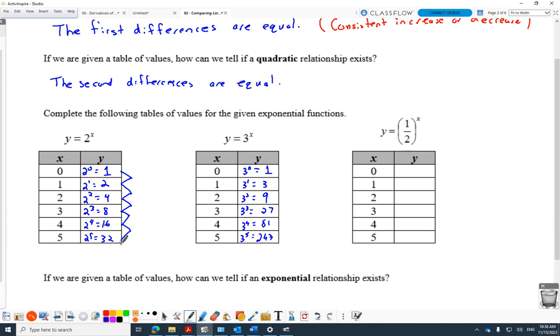If I go from 1 to 2, and then from 2 to 4, and then from 4 to 8, what's happening in the table? It's doubling. Were you going to use the word doubling, or were you going to say something else? Multiply by 2. Same thing, okay? So these are actually called first ratios instead of first differences. So over here, I'm going to write down the first ratios.